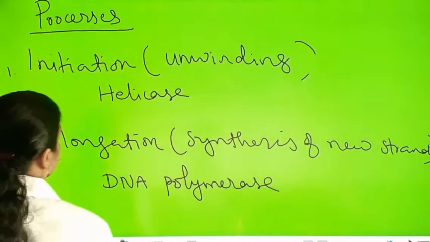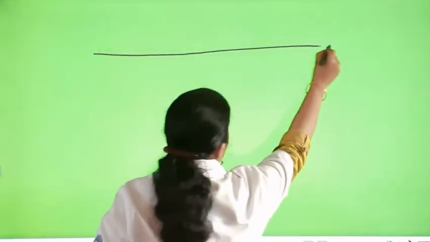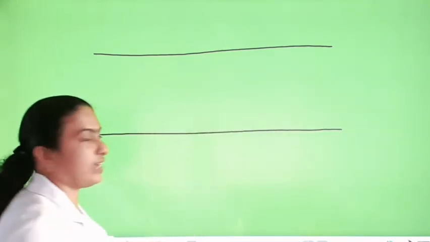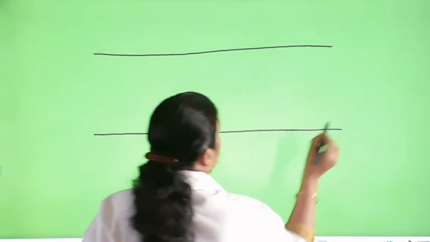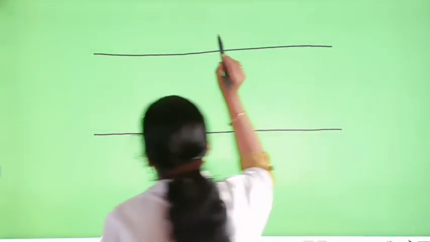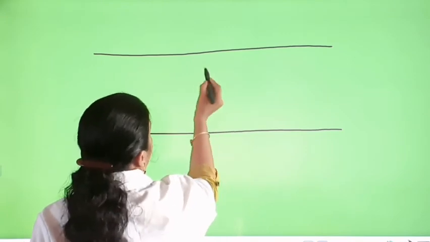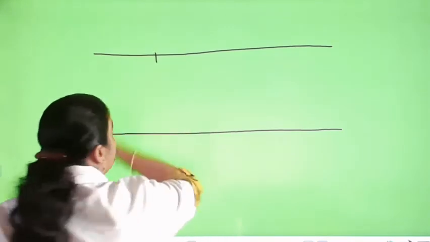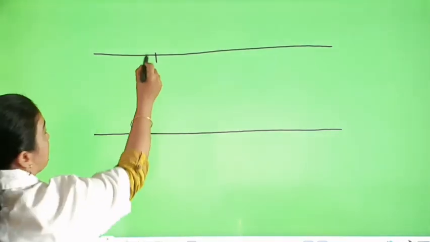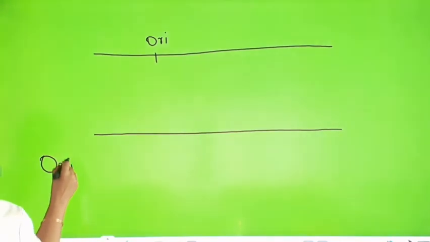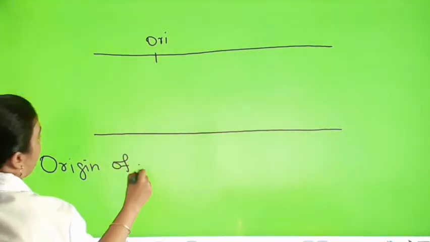And next we can see, suppose this is a single strand, and this is another strand. The enzyme helicase separates these two strands, and this starting point of replication is called the origin of replication.